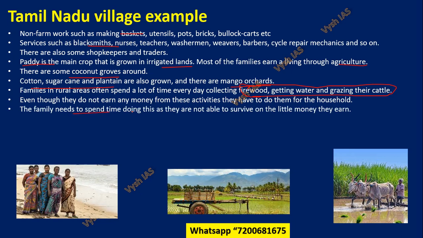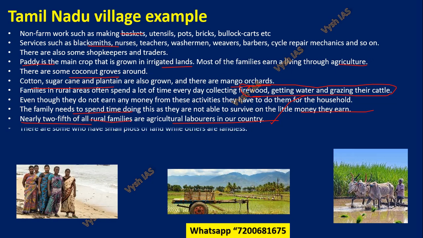The family needs to spend time doing this, and they are not able to survive on the little money they earn. So too much work is involved, but too little income is there. Nearly 2/5 of all rural families are agricultural laborers in our country. This fact you can find in the main census. 2/5 of our rural families, you know, it's like everybody is doing something related to agriculture, but within the rural families, 2/5 are into agriculture. There are some who have small plots of land, while others are even landless. They are the ones who will work on other people's land.